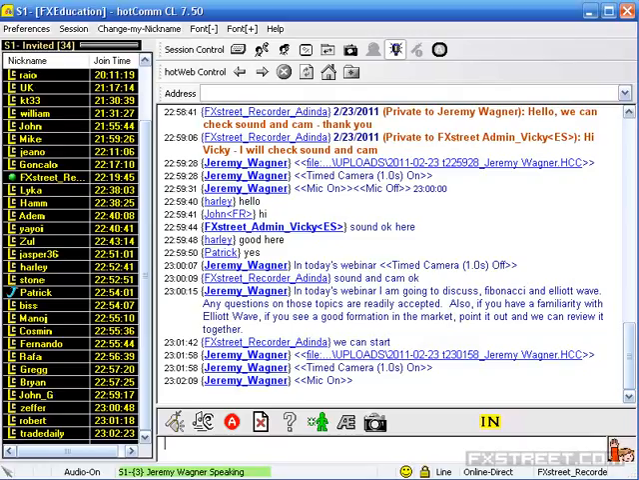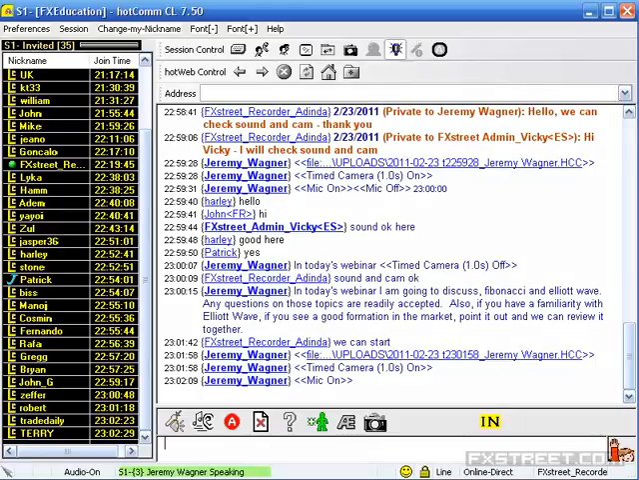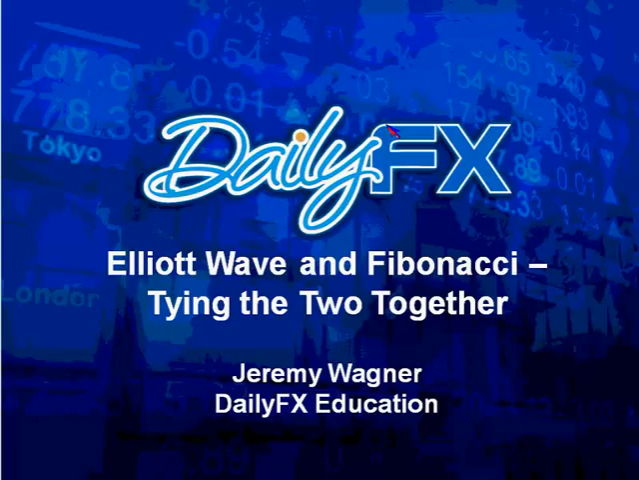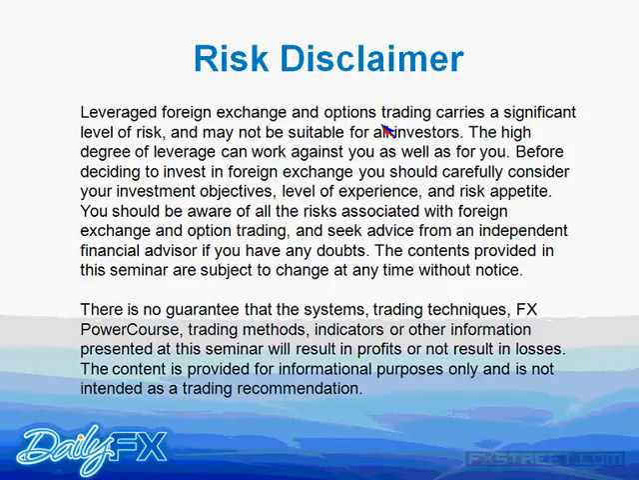This is the fourth part of our limit order series, where we talk about different order types and how to incorporate them into a current strategy. The strategy we're talking about today is Elliott Wave and Fibonacci, and tying those two things together. Believe it or not, there is a significant relationship between the two.